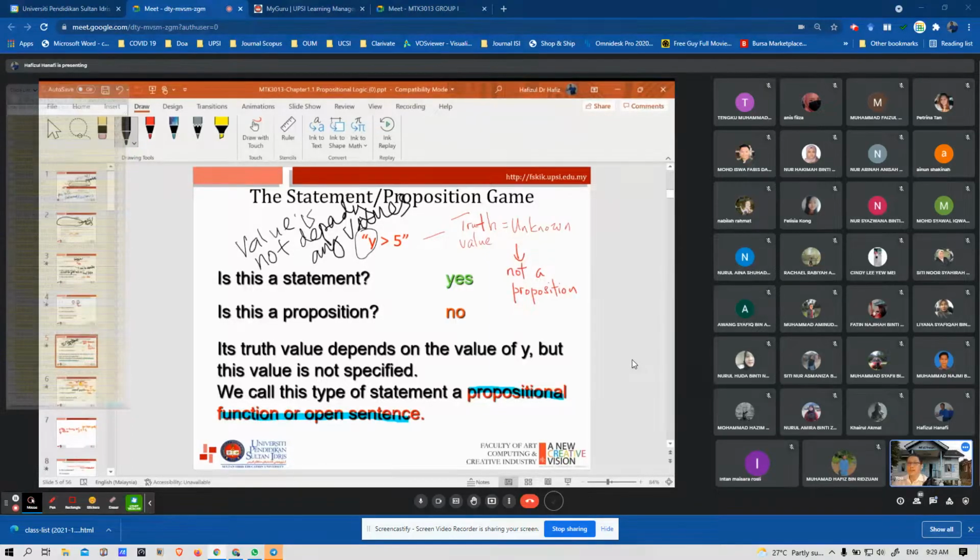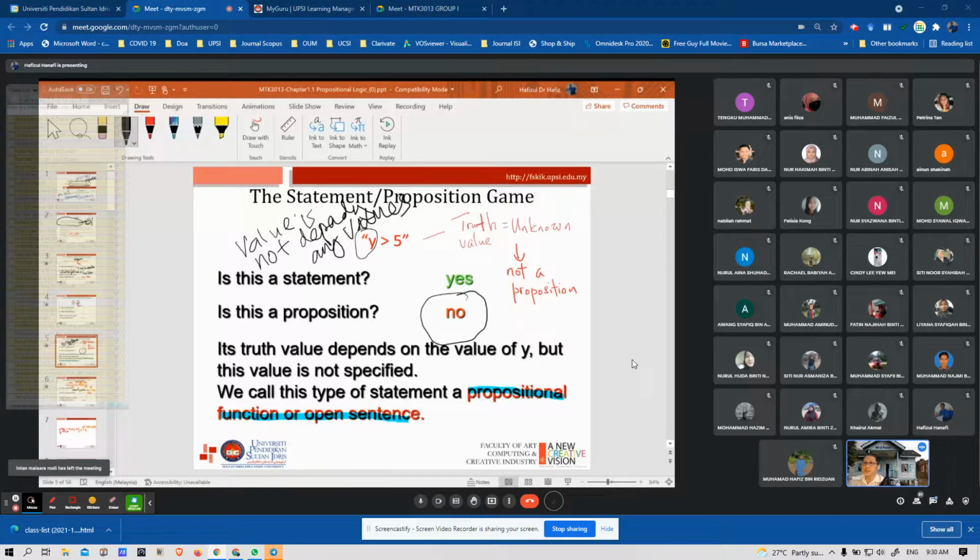Okay. Because of that, we can conclude that it is not a proposition lah. Okay, and then the true value depend on the value of Y, but this value is not being specified lah. We can call this one is a propositional function or open sentence lah. Kita boleh nyatakan dia sebagai open sentence sebab dia adalah bersifat terbuka lah.